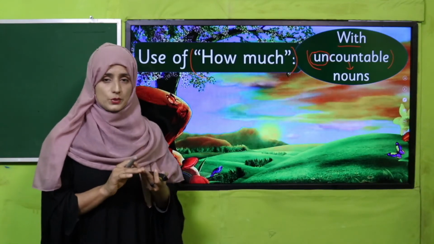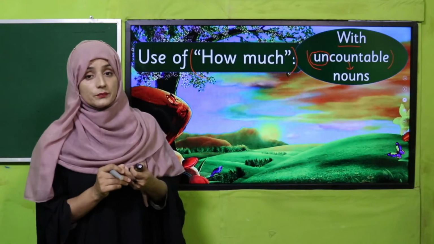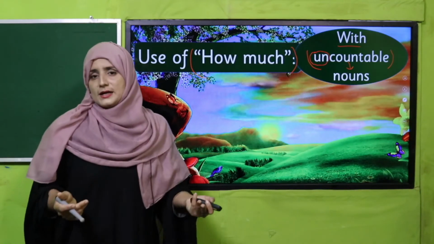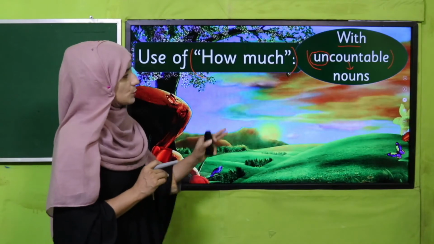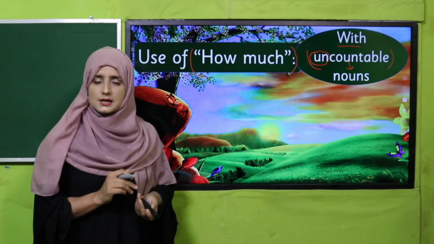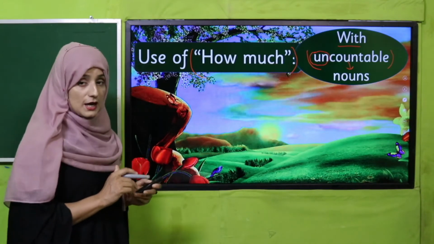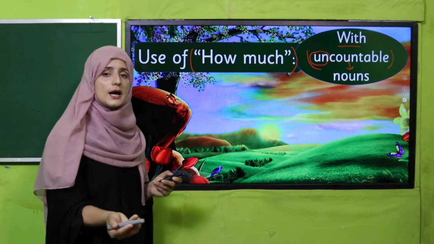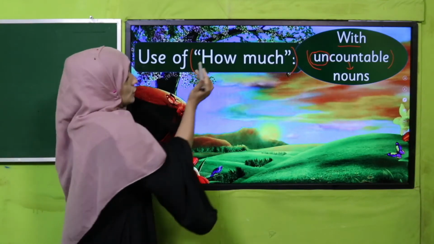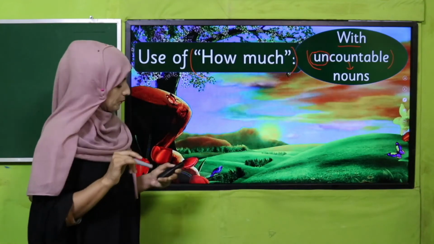Milk, water, we cannot count. Sugar, can you count sugar? Definitely no, we cannot count sugar. So such types of nouns are called uncountable nouns. And when we want to inquire about an uncountable noun, we have to use how much. See there?